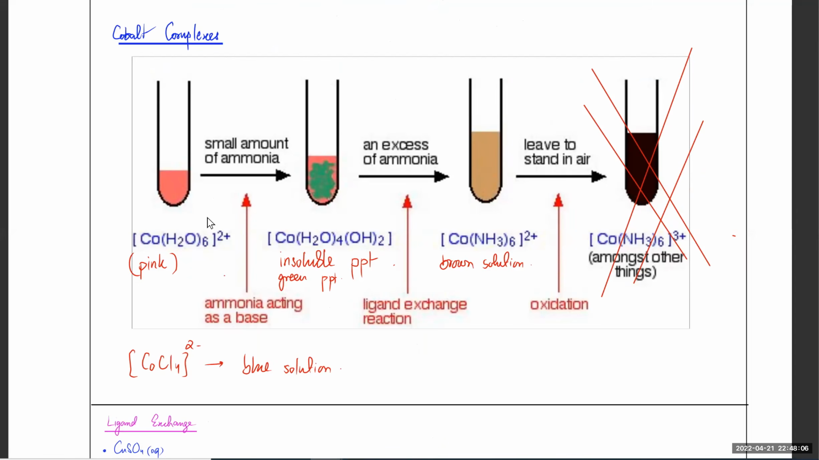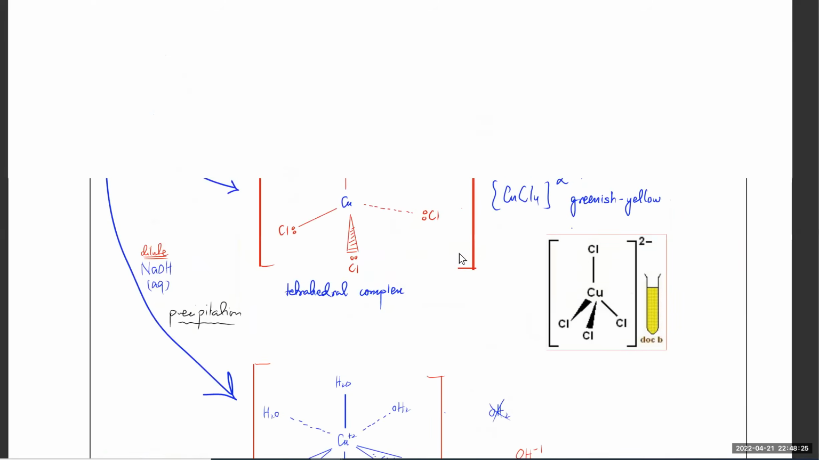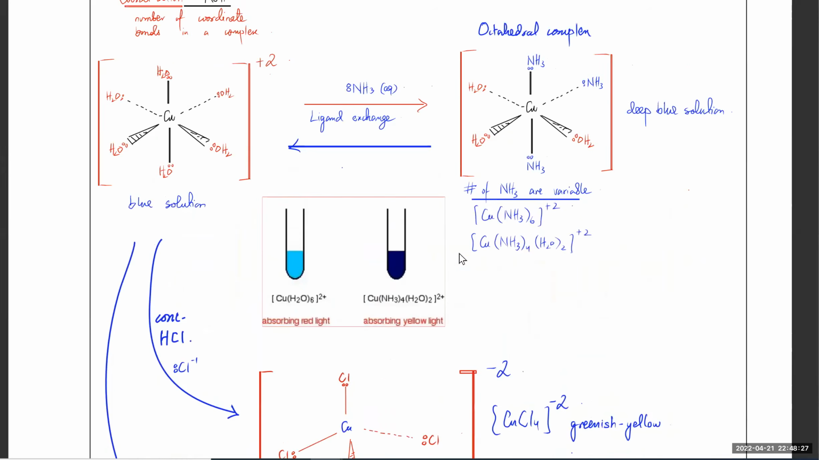I mean, this cobalt with water complex is being added to OH ions. So how do we know whether all the water ligands get replaced or only two NH3, or three NH3? I've told you previously as well that the number of NH3s is variable.